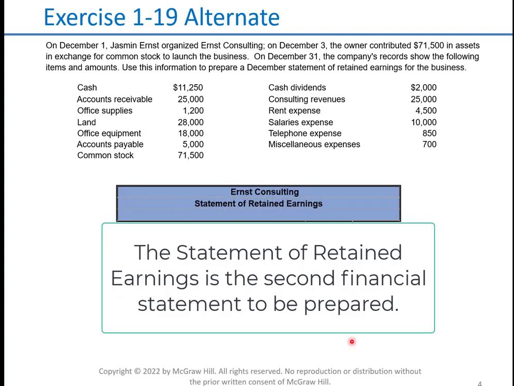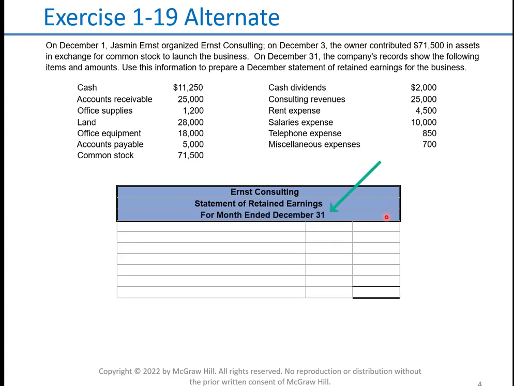So now we're looking at the statement of retained earnings. Again, we have to list the date. This one also covers a period of time. So this one says for month ended. Don't forget to put your dates in at Connect. So this financial statement shows how we went from our beginning retained earnings balance to our ending retained earnings balance. Now this company just started, so they don't have any beginning retained earnings balance.